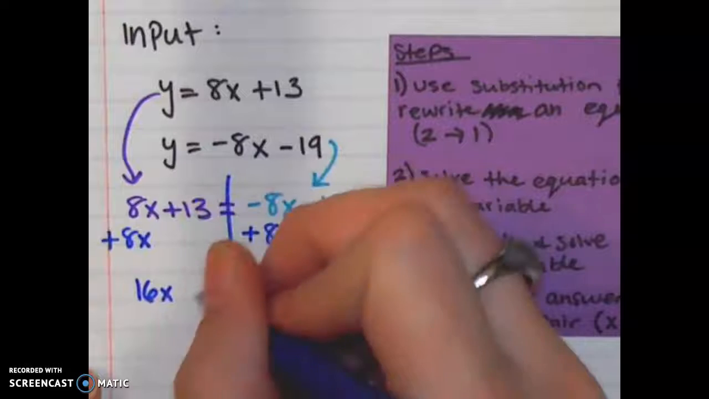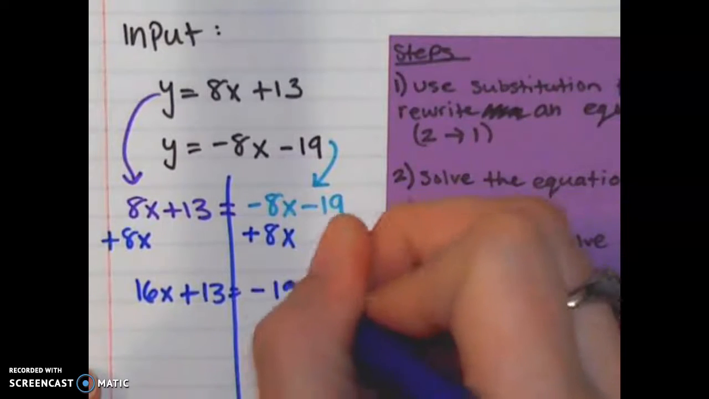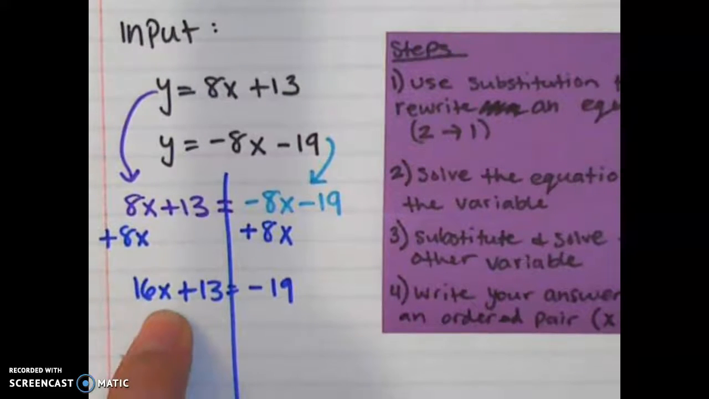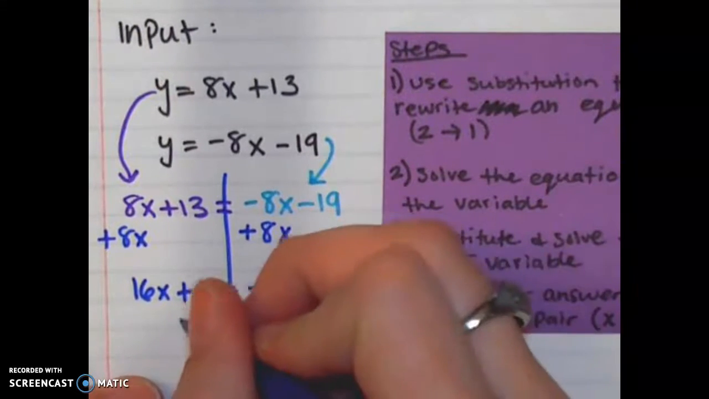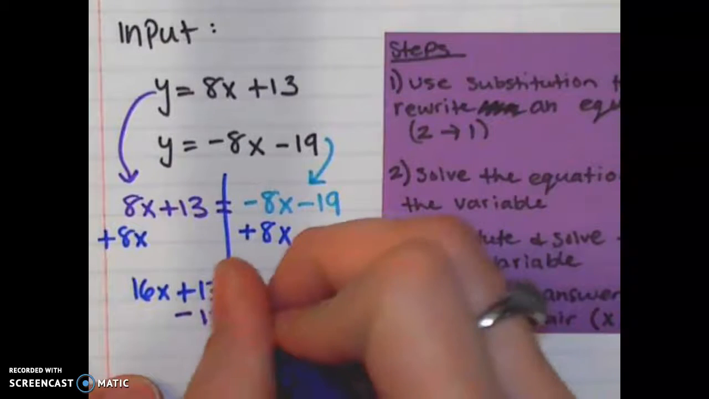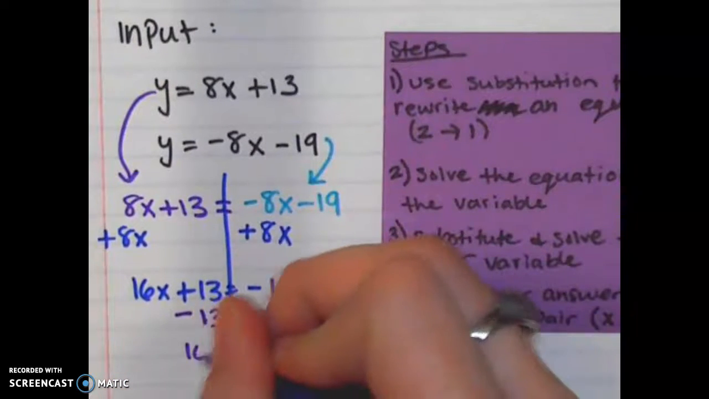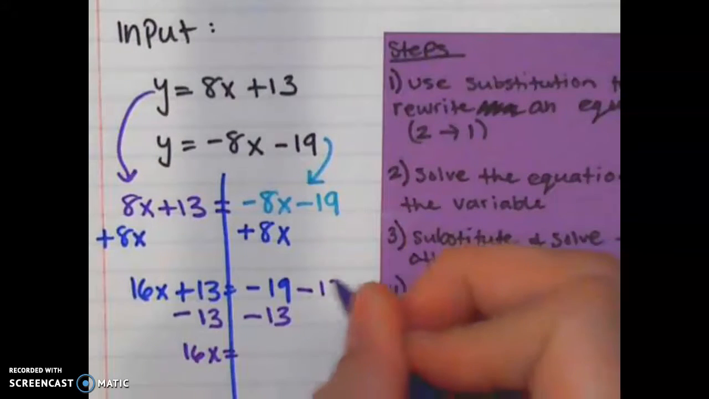And bring all my constants down. Plus 13 equals negative 19. Now I'm going to make a zero pair with the constant near the variable. Here's the variable, there's my constant. Zero pairs have a positive and a negative of the same number. So I'm going to subtract 13 on this side. So I'm left with 16x equals, I have negative 19 minus 13.